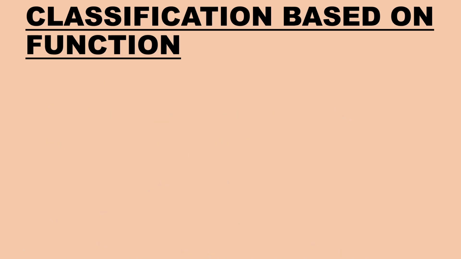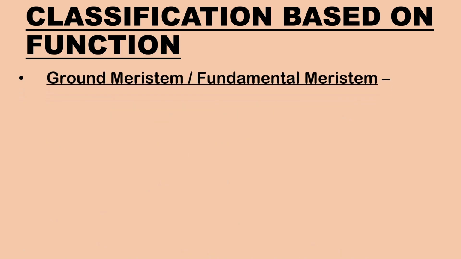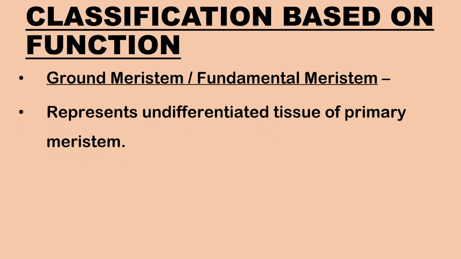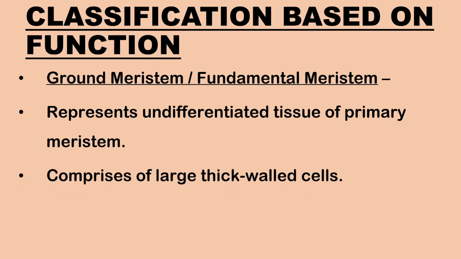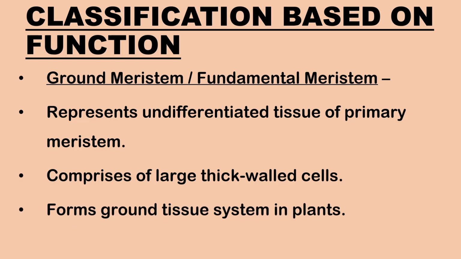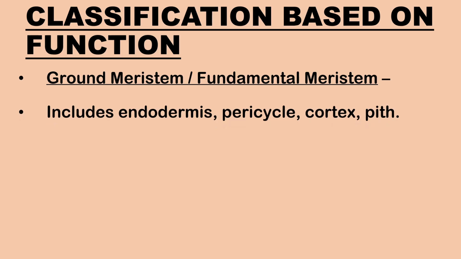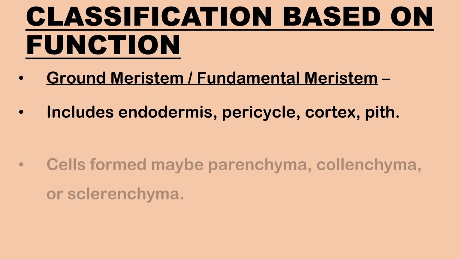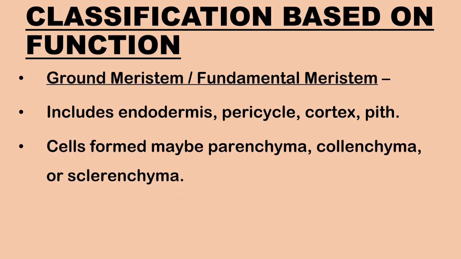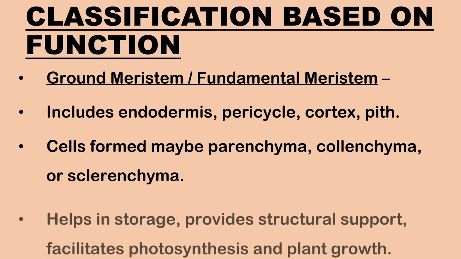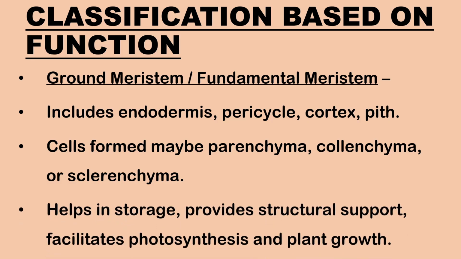and food materials. Ground meristem, otherwise known as fundamental meristem, represents the undifferentiated tissue of primary meristem. It comprises of large thick-walled cells and forms the ground tissue system. It includes the endodermis, pericycle, cortex, and pith. Cells formed may be parenchyma, collenchyma, or sclerenchyma. Ground tissue helps in storage, gives structural support, helps in photosynthesis and plant growth.